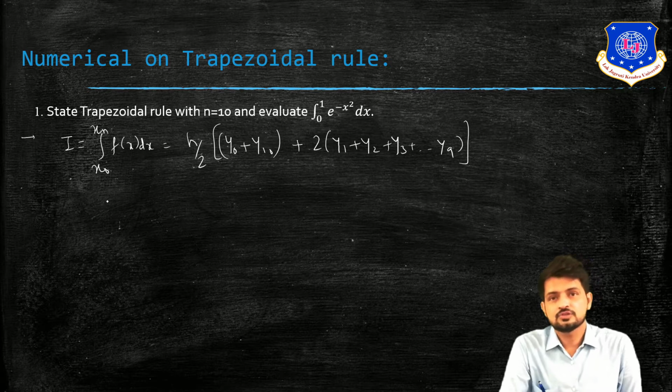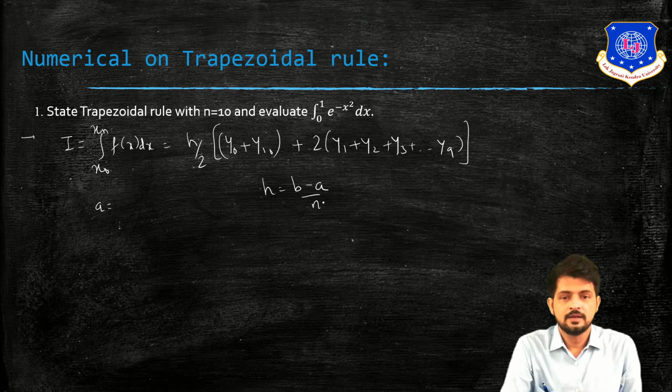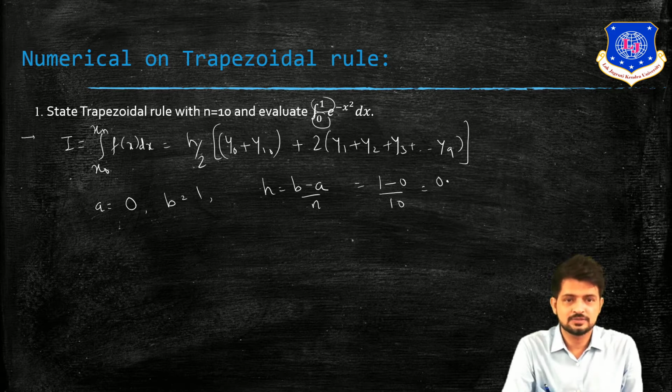So this is my formula for n equal to 10. First of all we have to find the value of h. The formula for h is b minus a upon n. Here b is our upper limit and a is our lower limit. Let us write a equal to 0, b equal to 1. If I place both these values, then my answer will be 1 minus 0 by 10, because n equal to 10 is already given. So it will be 0.1.